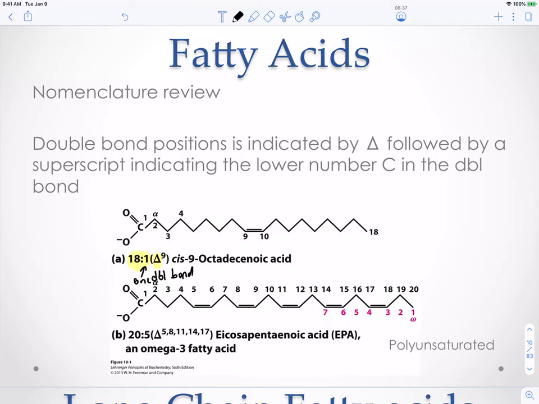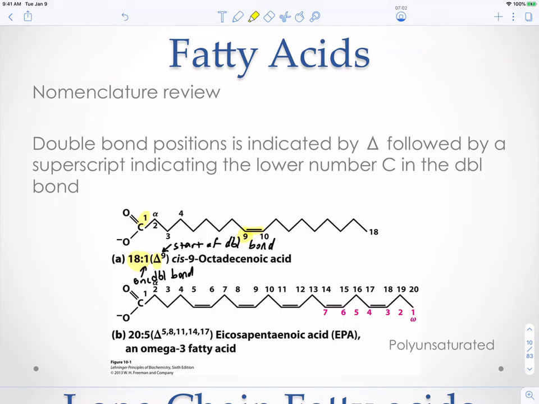And then that delta means double bond, and that 9 indicates the start of the double bond. So you can see here on our example, we have carbon 1, and then we have carbon 9 here, which has that double bond. So you have an 18:1, a single double bond, and the double bond starts at 9. So you know that the double bond is between carbons 9 and 10.